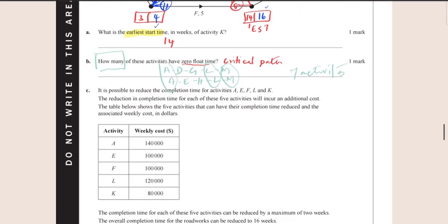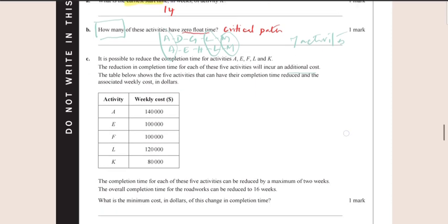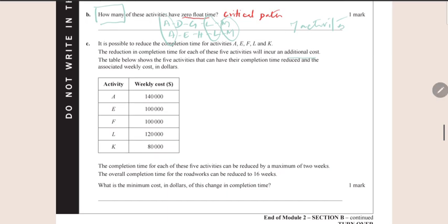The next question says, it is possible to reduce the completion time for activities A, E, F, L, K, and the reduction of these 5 activities can incur an additional cost. The table below shows these 5 activities that can have their completion time reduced and the associated weekly cost in dollars. The completion time for each of these activities can be reduced, very important, by a maximum of 2 weeks. The overall completion time can only be reduced to a maximum reduction of 16 weeks. And so what's the minimum cost of this change in completion time?